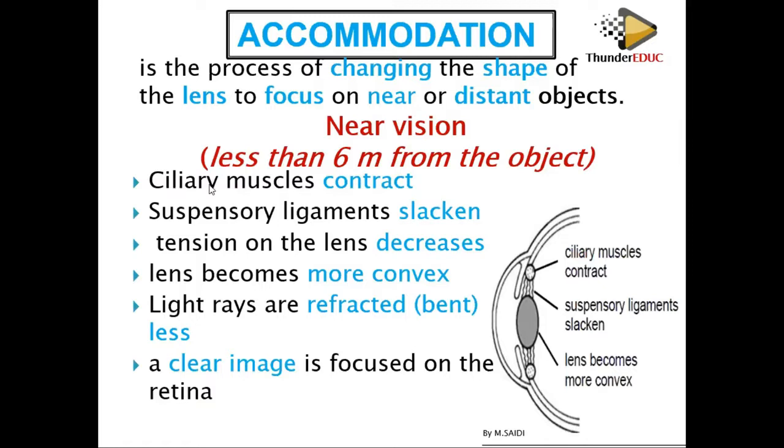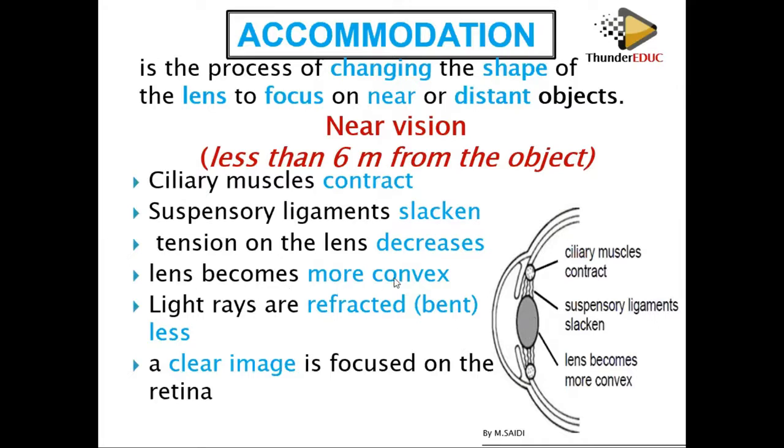If these are the ciliary muscles and they contract, then the suspensory ligaments must relax or loosen. They work antagonistically, in the opposite way. So the ciliary muscles will contract. When the ciliary muscles contract, the suspensory ligaments must slacken, meaning they must become loose. And because they are loosened, the tension on the lens has decreased.